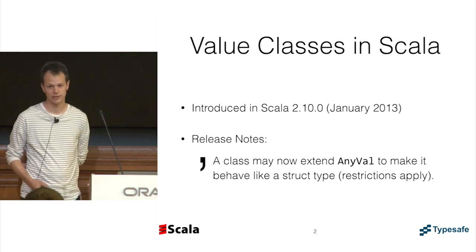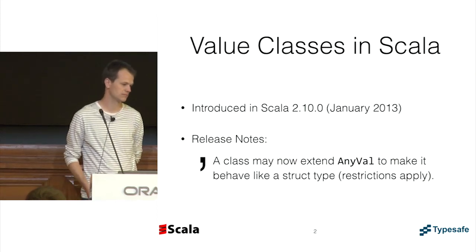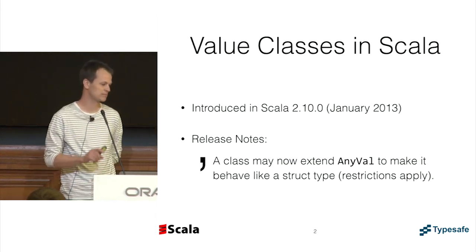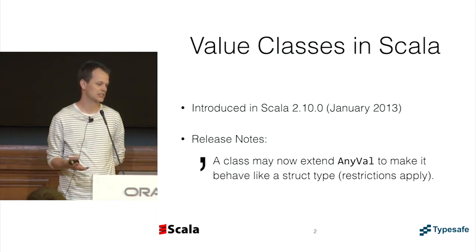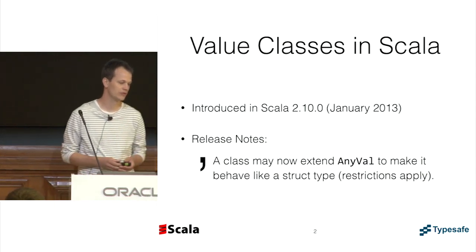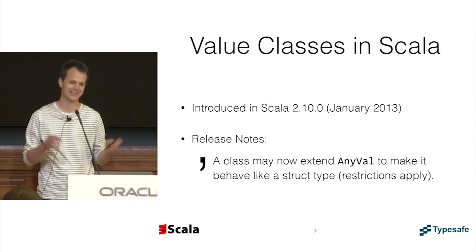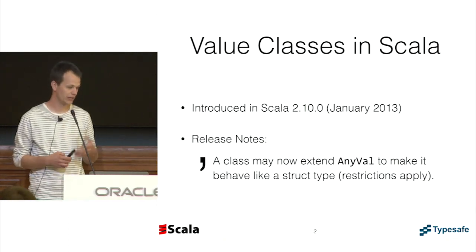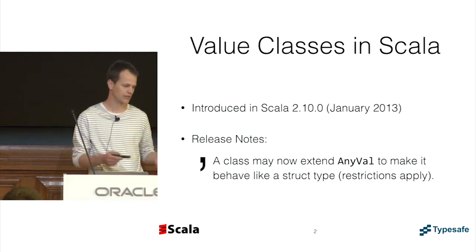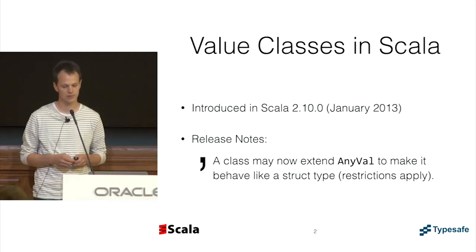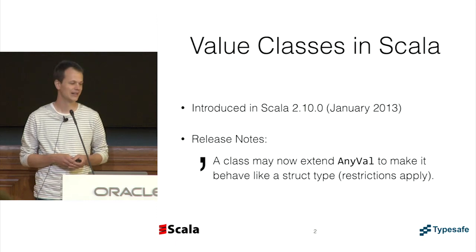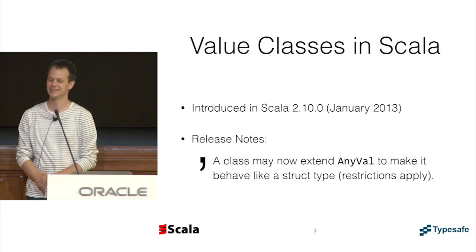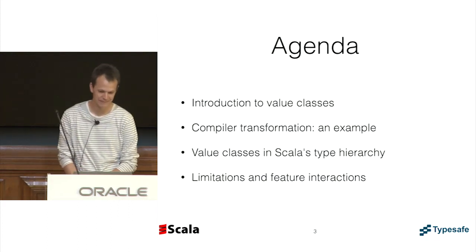So value classes were introduced in Scala 2.10, so that's almost 1.5 years ago. I just took this part of the release notes, which says, a class may now extend AnyVal to make it behave like a struct type, and then there's a comment: restrictions apply. So I will explain what AnyVal is all about. AnyVal is an existing thing. I will explain what it is and how that thing fits together. And of course, this comment that restrictions apply makes an interesting topic for a talk.